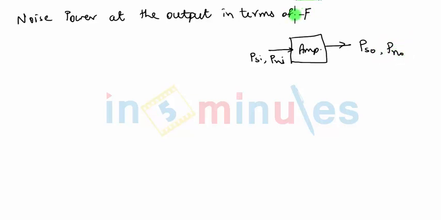The noise factor, please remember, is related to all these four values. Now let us start with the expression of the noise factor. The noise factor we have just now defined will be PSI upon PNI into PNO upon PSO. This is the expression of the noise factor.